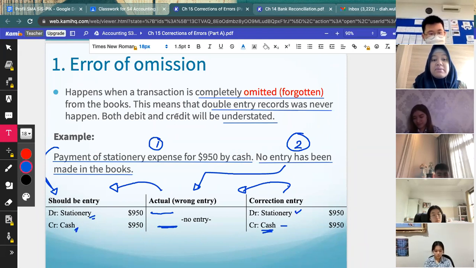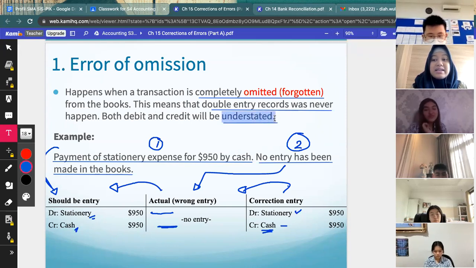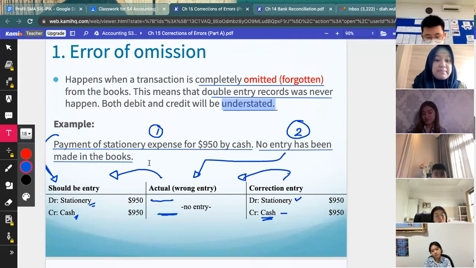That is why, because this transaction has not yet been entered in the books, it makes your books understated in the debit and credit side. Yeah, understated means it is lower than it's supposed to be. Okay, you're supposed to make an entry in the debit, but you did not. You're supposed to make an entry in the credit, but you did not. Yeah, as a result, both debit and credit will be understated. Yeah, clear on the definition? Clear? Yeah. Let's continue to the example.